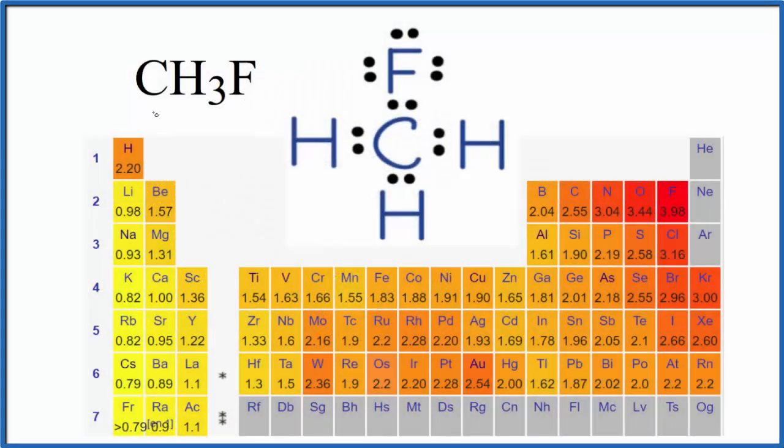In answer to our question, CH3F is a polar molecule, and that's because the electrons in this bond are shared unequally. That makes the fluorine more negative. We have a negative pole and a positive pole. We have a polar molecule.